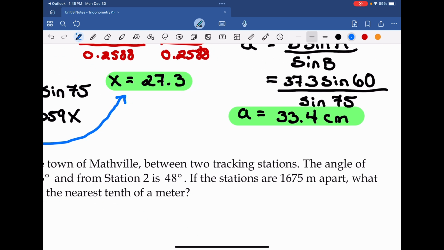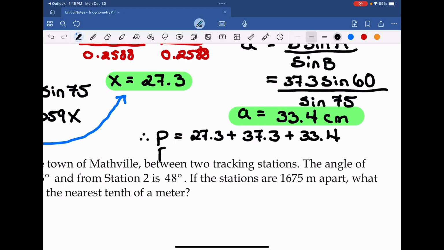So I'm going to say in the very bottom with our remaining room, therefore the perimeter is equal to, we're going to take 27.3. We're going to take 37.3, which were the values of our B and C values. And then we're going to add up our A value here, which is 33.4, therefore giving us a total perimeter to the nearest tenth of 98.0 centimeters. Perfect. So that would be our value of our perimeter, and we'd be happy with this piece here.